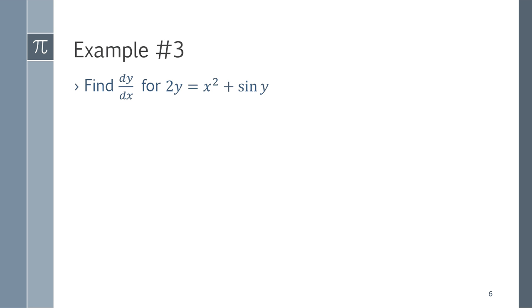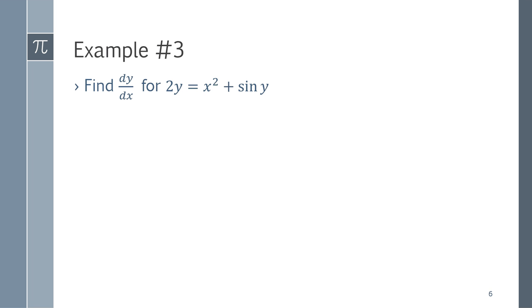So some more examples of using implicit differentiation. Here I have 2y equals x squared plus sine of y. This actually is a function, but this is an example of it's really nearly impossible for us to isolate the y within a reasonable amount of time. But with implicit differentiation, I don't have to.